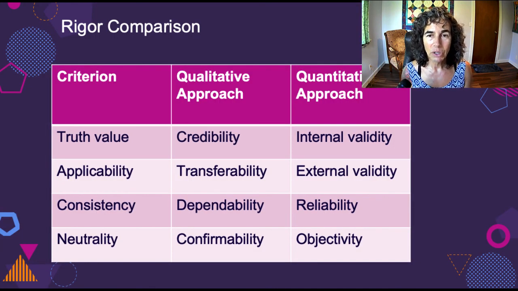All right. So comparing rigor, and this is our last slide, comparing rigor in qualitative and quantitative, right? So the truth value in qualitative is credibility, internal validity in quantitative, and etc. This is a really important chart for you to understand and dig into some so that you understand across qualitative and quantitative approaches how the trustworthiness or rigor presents itself.